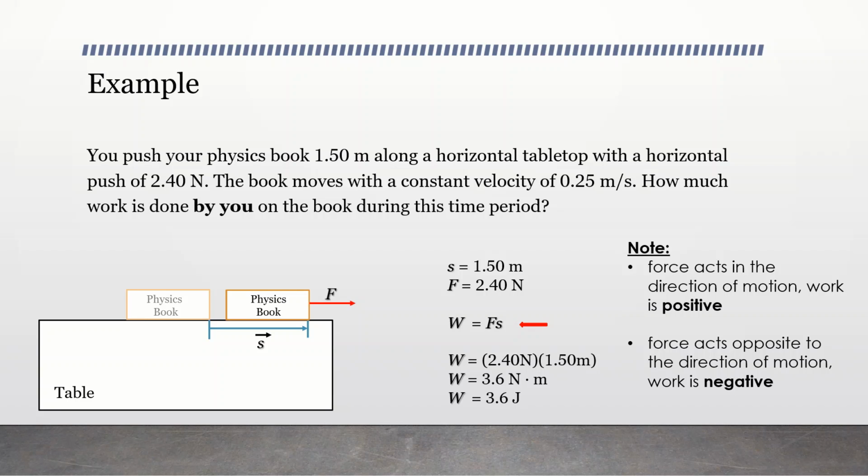And then just a quick note before we end this presentation. When force acts in the direction of motion, work is considered positive, and when force acts opposite to the direction of motion, work is negative. So it makes sense that we did get a positive number in this example because force and displacement are in the direction of motion.